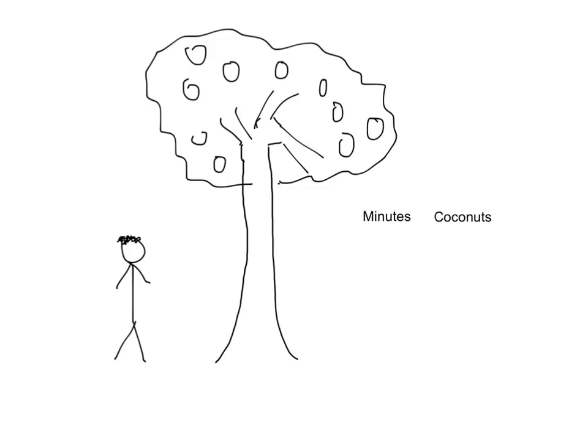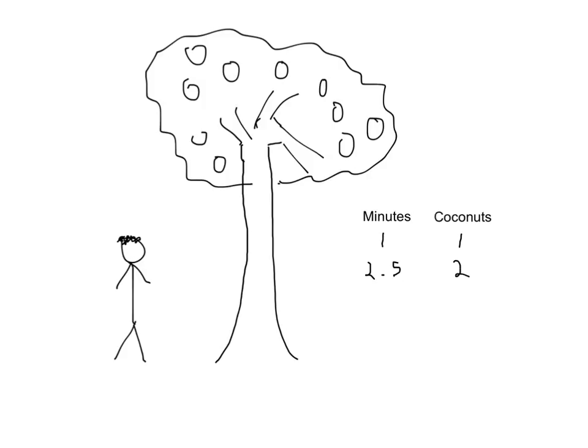So when he gets his first coconut, he's probably going to get the lowest one on the tree, the easiest one to reach, and it's only going to take him a minute. So one coconut, 1 minute. Okay, but the second coconut's a little bit higher, so it takes him a little bit longer. The marginal cost is 1.5 minutes, so now the cost is 2.5 for 2 coconuts.